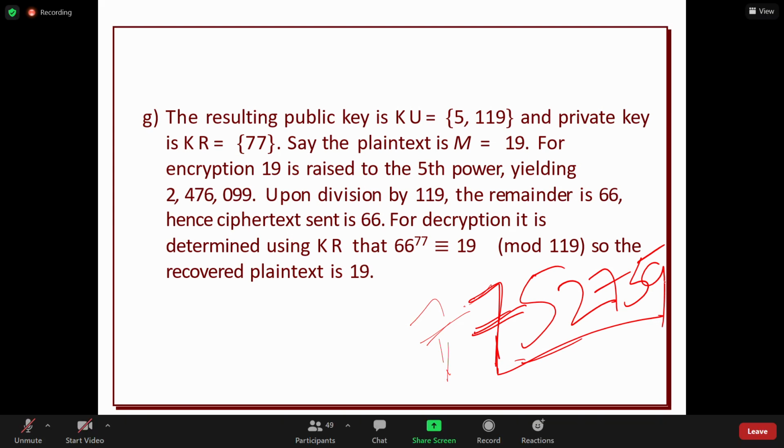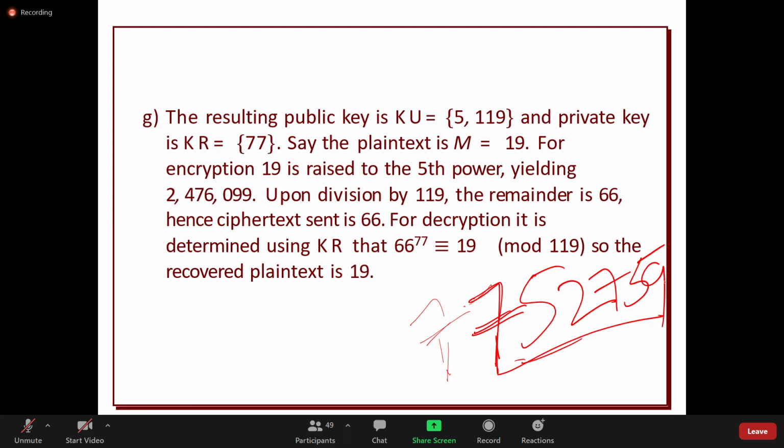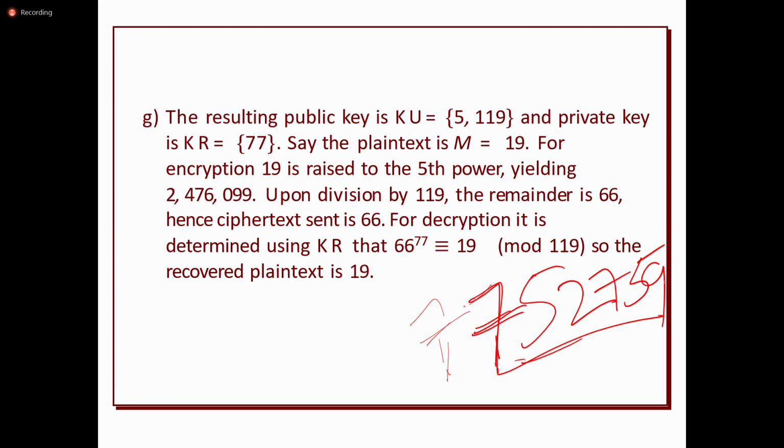Miller-Rabin is there, Fermat's primality test theorem is there. So using any of the probabilistic primality tests or deterministic algorithms, the receiver has to select two prime numbers. That is not a trivial task.